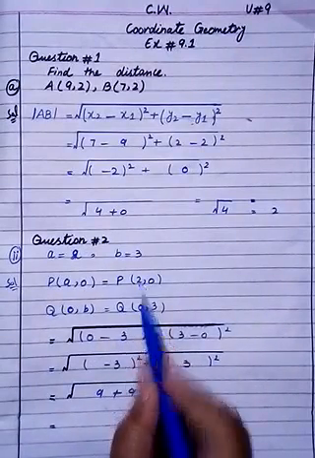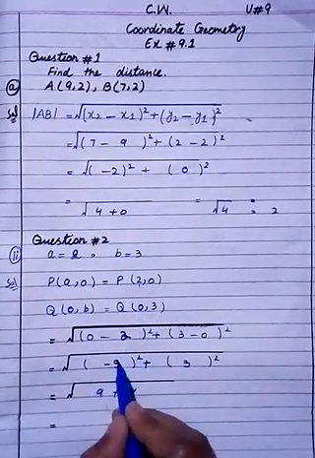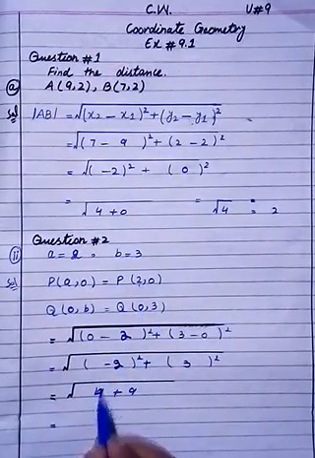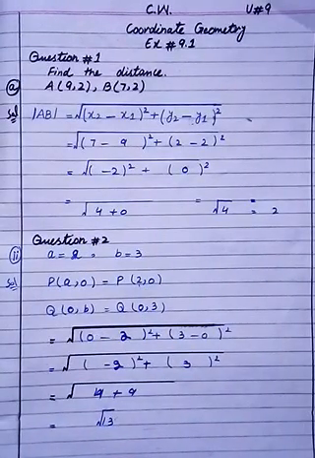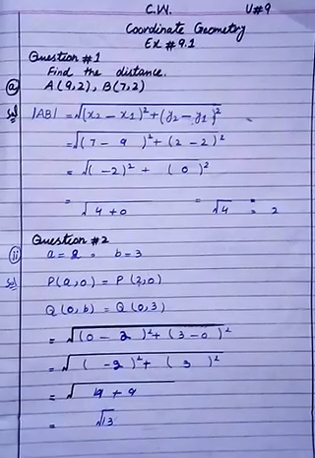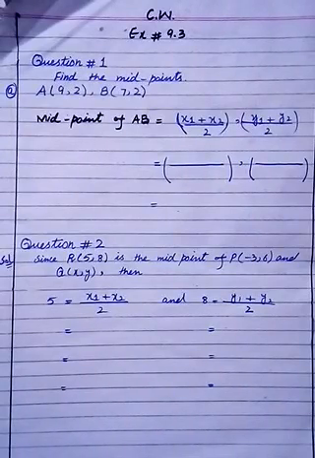x2 minus x1: I have put 3 here. Make correction, this is 2. Take the square of 2, then it becomes 4. So 9 plus 4 equals square root of 13. That is the answer. Now the remaining parts of questions number 1 and 2 of exercise 9.1 are homework, having the same procedure.